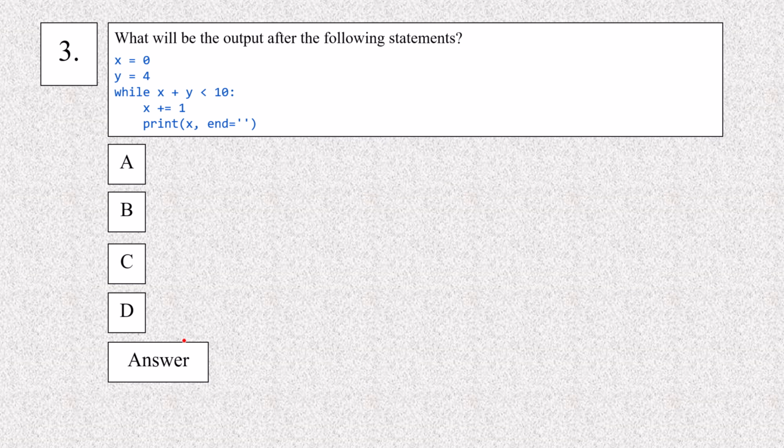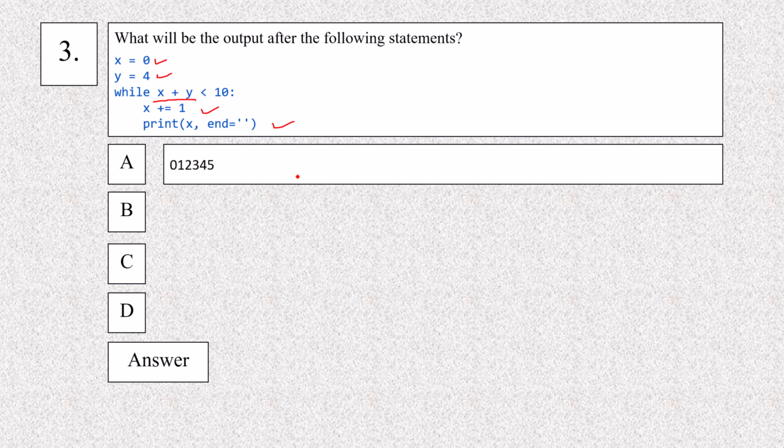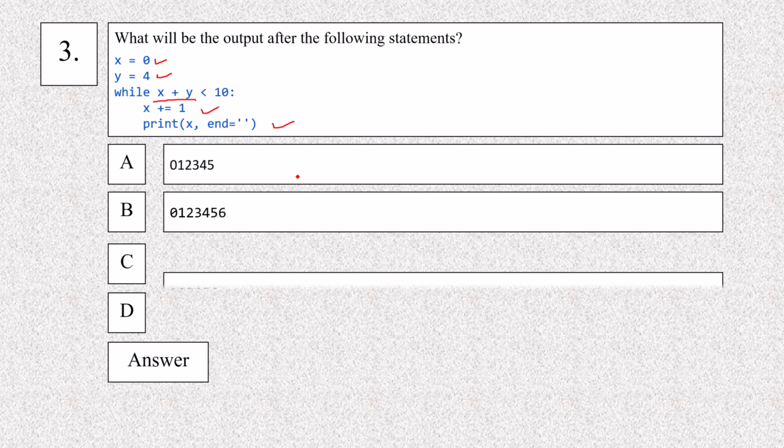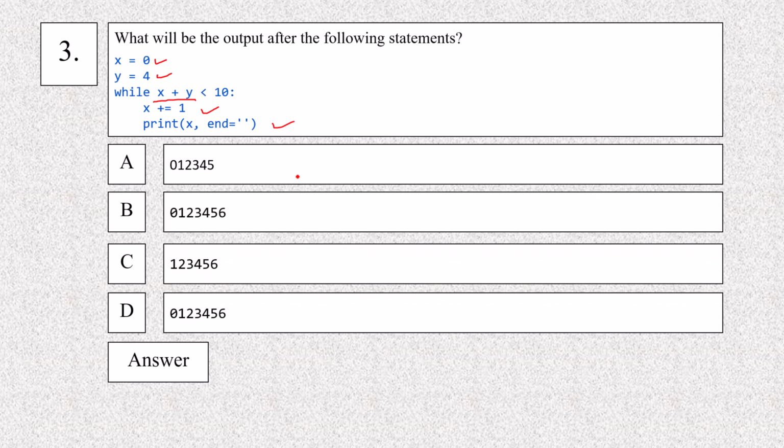In this question you can see that we have two variables x and y, the value of x equal to 0 and the value of y equal to 4, and in this line we are checking that x plus y is less than 10, and we are incrementing the value of x by 1, and we are printing the value of x. So here the options are A, B, C, and D. Here the correct answer will be option C.